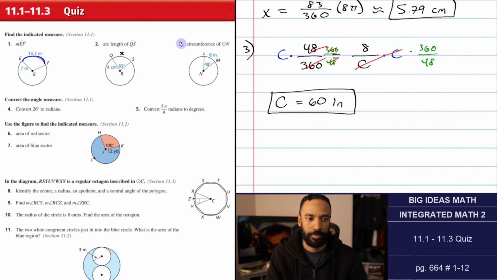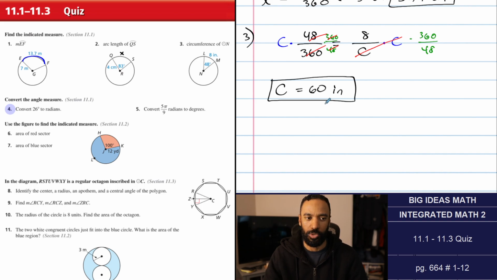That'll be number 3. All right, numbers 4 and 5, we're going to convert the angle measure. We're going to convert 26 degrees to radians and 5 pi ninths radians to degrees.